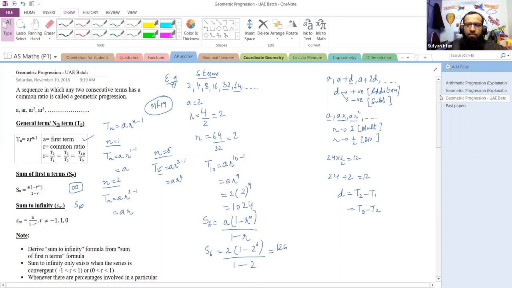Up till here, if you are clear, please take a screenshot. We are moving forward, so I'll be scrolling down the screen. Just take a screenshot if you have not already done that.